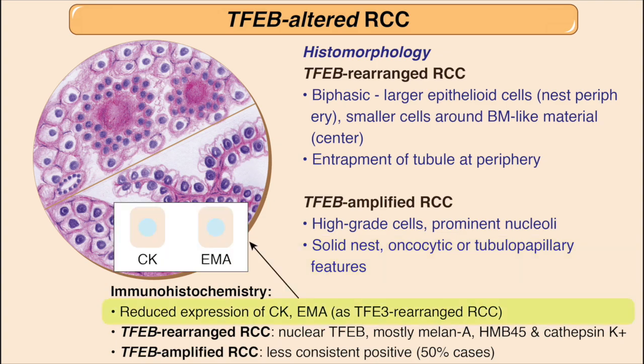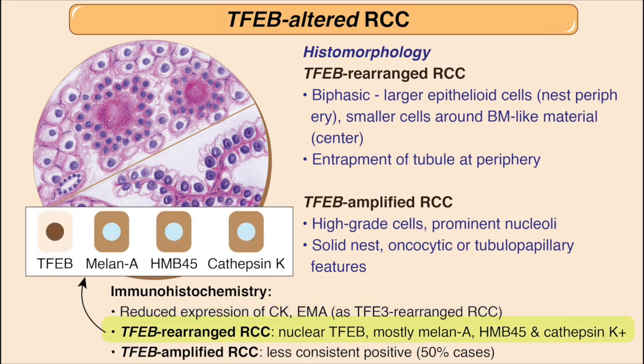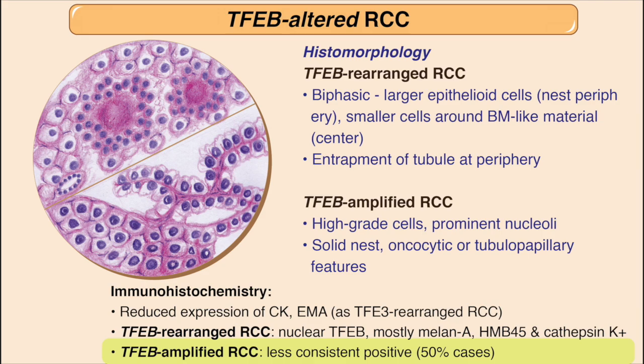Similar to TFE3 rearranged RCCs, these tumors also have reduced expression for epithelial markers such as CK and EMA. TFEB rearranged RCCs mostly express melanocytic markers such as Melan A, HMB45, and also cathepsin K. Strong nuclear positivity for TFEB is highly sensitive. In contrast, TFEB amplified RCCs less consistently express these markers, which are positive in about half of the cases.